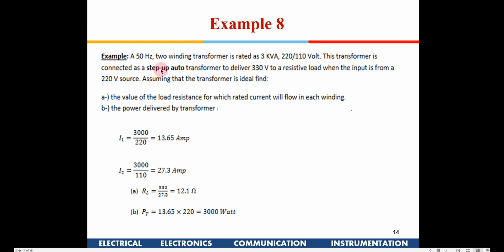The transformer is connected as a step up auto transformer to deliver 330 volt. That means from the secondary side you are feeding in the voltage and you are taking the output from the primary side, okay, to deliver 330 volt, to a resistive load, where the input is on a 220 volt source. Assuming the transformer is ideal, find out the value of the load resistance for which the rated current will flow in each winding, and the power delivered.